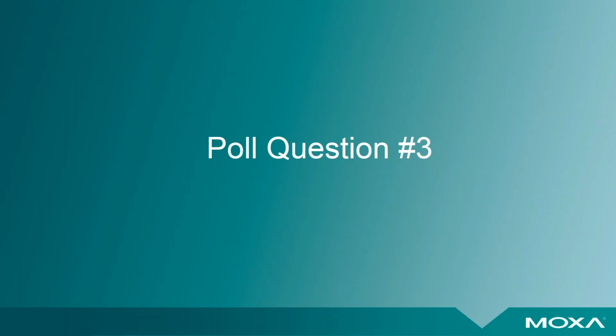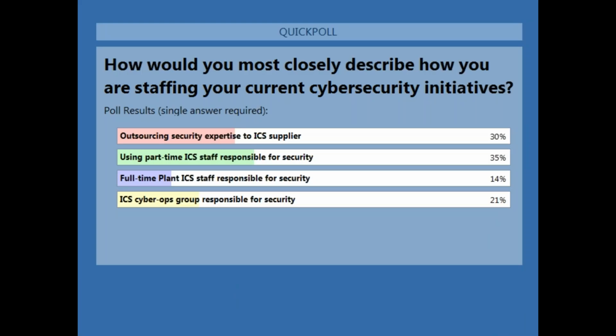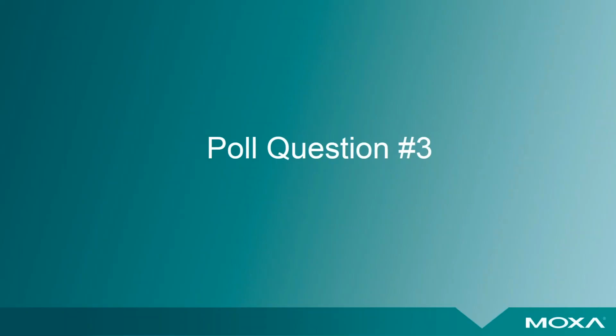All right. So it looks like 35% have someone who's part-time responsible for security, with another 30% outsourcing it. So that pretty closely matches what we see. Outside of oil and gas and probably power, those 2 vertical markets tend to have more advanced cybersecurity requirements, either due to regulation or due to the actual catastrophic nature of a breach.